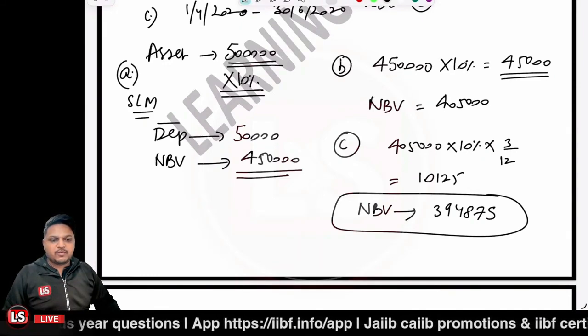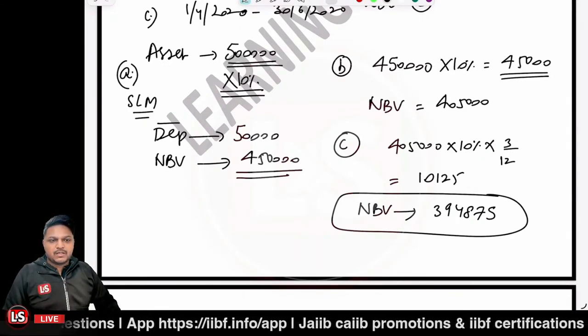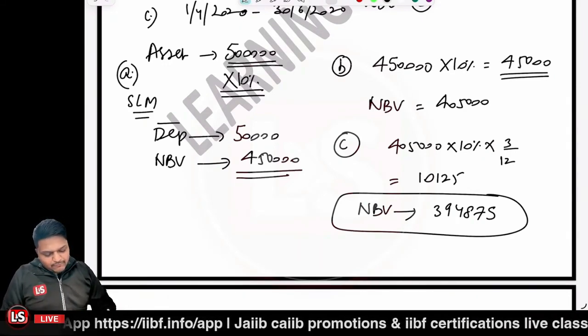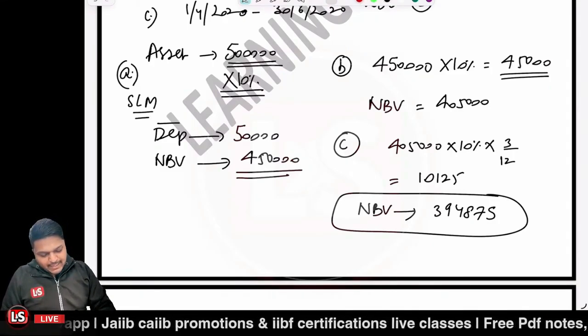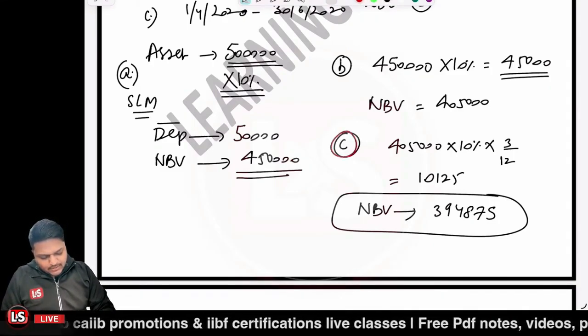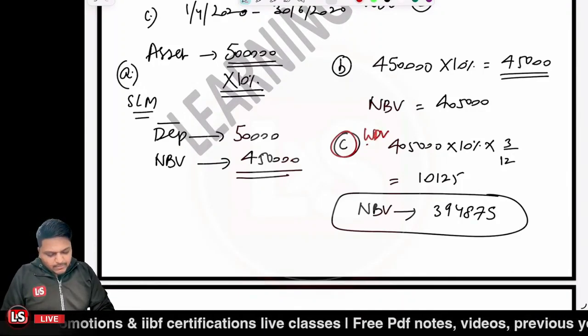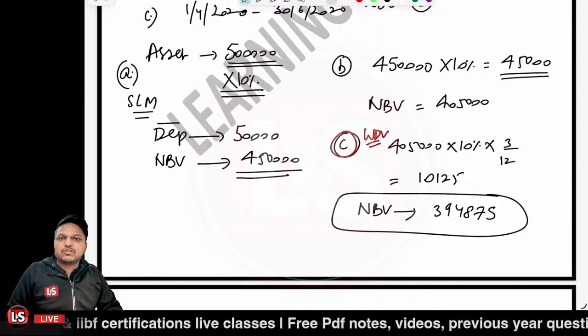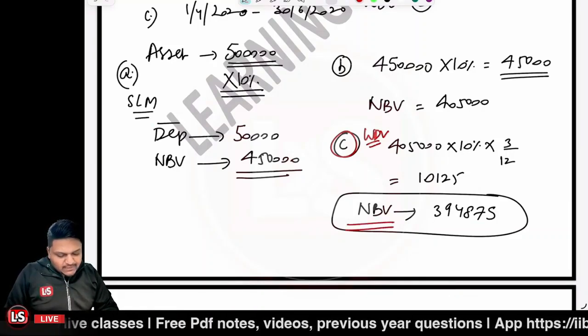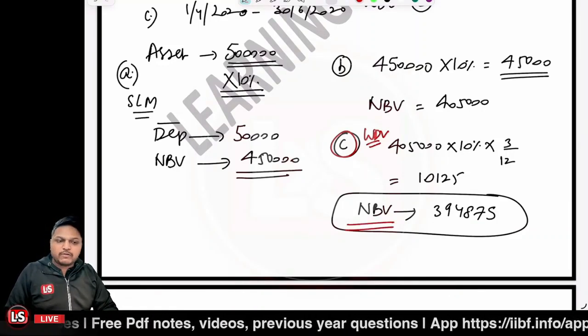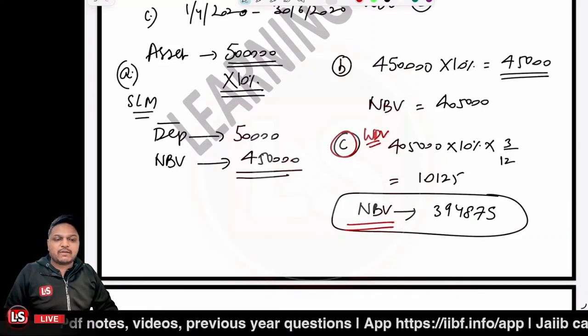Right, it's working fine now. Okay. So I was telling you that for the third case, that's the C point, we calculated the depreciation under the WDV method only. But for 3 months, we calculated the depreciation and it came out to be 10125. Then we calculated the NBV, that is 4,05,000 minus 10125, and it came out to be 394,875.